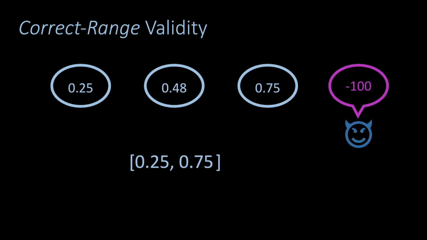Approximate agreement will also ensure that the outputs of the correct nodes are meaningful or valid. The validity property that approximate agreement considers is correct range validity. Correct range validity requires the correct nodes to output values that are within the range of their inputs. If the correct inputs are between 0.25 and 0.75, the correct nodes may only output values within 0.25 and 0.75.